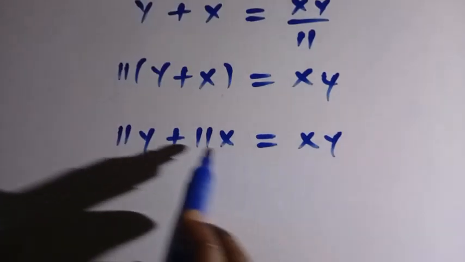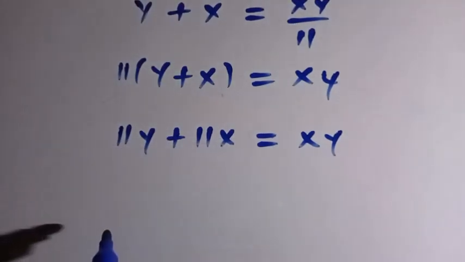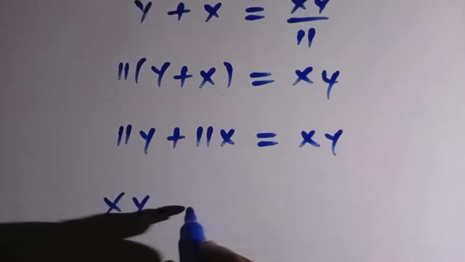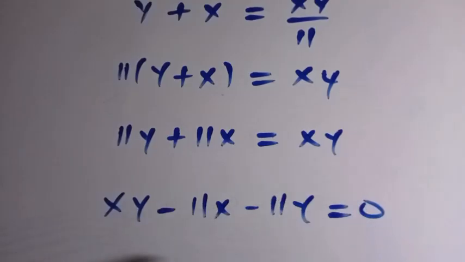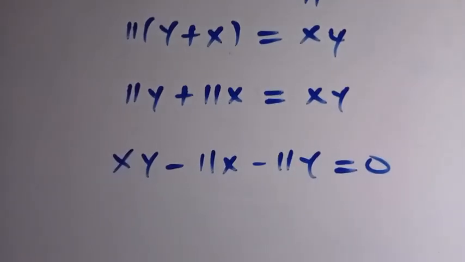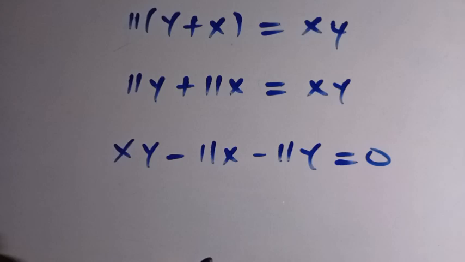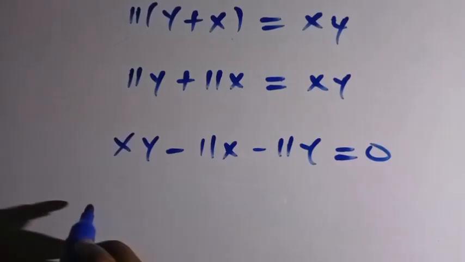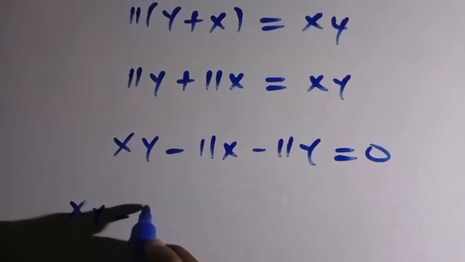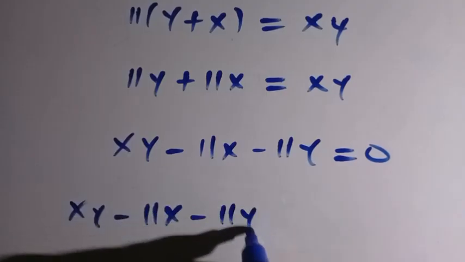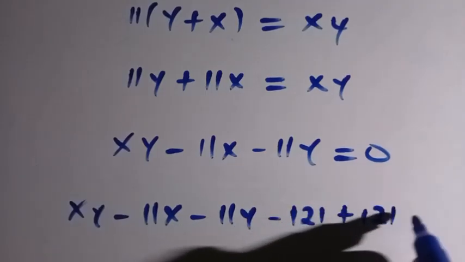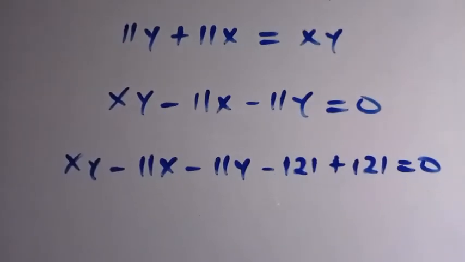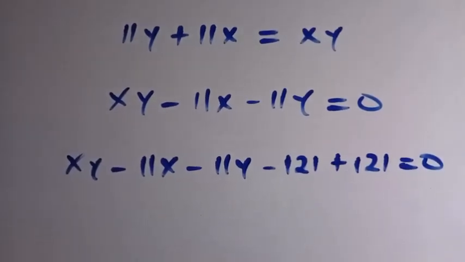Then by transferring the whole of this to the other side, we are going to have xy minus 11x minus 11y equals 0. So this is what we have. Then suppose I add and subtract 121 on both sides. So we are going to have xy minus 11x minus 11y, then minus 121 plus 121 equals 0. From these manipulations, this and this cancelled, and we have the result again.